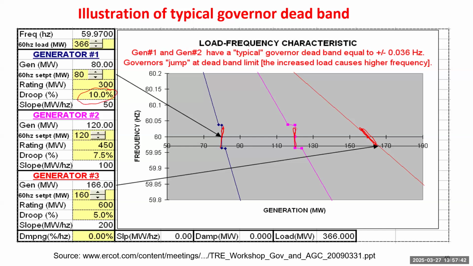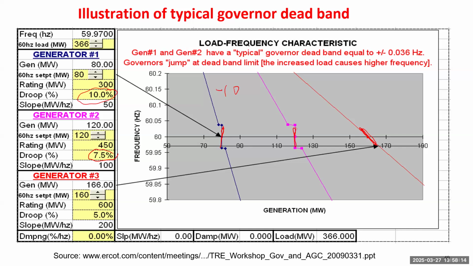So for unit number 1, this is 10%. 10% means, because the slope is -1 over R, right? The 10% will be like -10. And the second unit has droop control factor 7.5%. 7.5% is how much? Yeah, anyway, higher than 10.